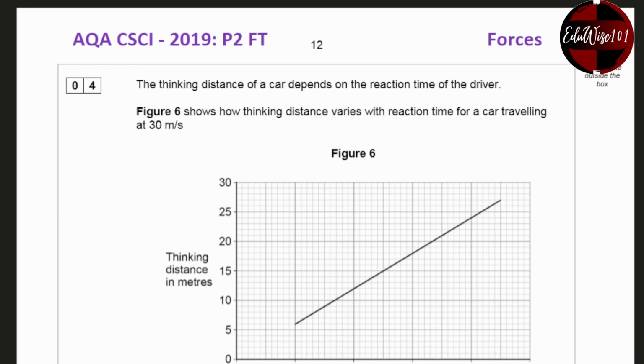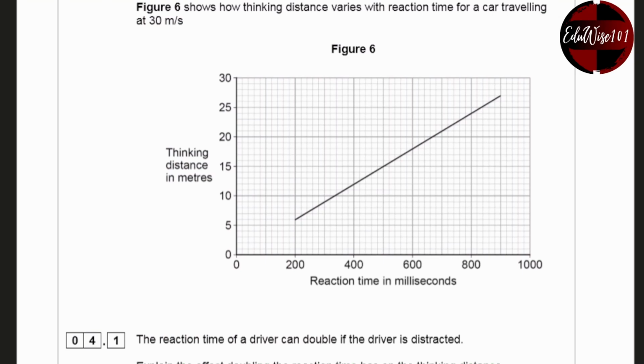The thinking distance of a car depends on the reaction time of the driver. Figure 6 shows how thinking distance varies with reaction time for a car traveling at 30 meters per second. So if the car is traveling at 30 meters per second and you have the thinking distance on the x-axis and the reaction time in milliseconds, remember a millisecond is 1,000th of a second. So this would be 1 second actually. Right? So it starts from 200 milliseconds to about 900 milliseconds, and it's a straight line going up.